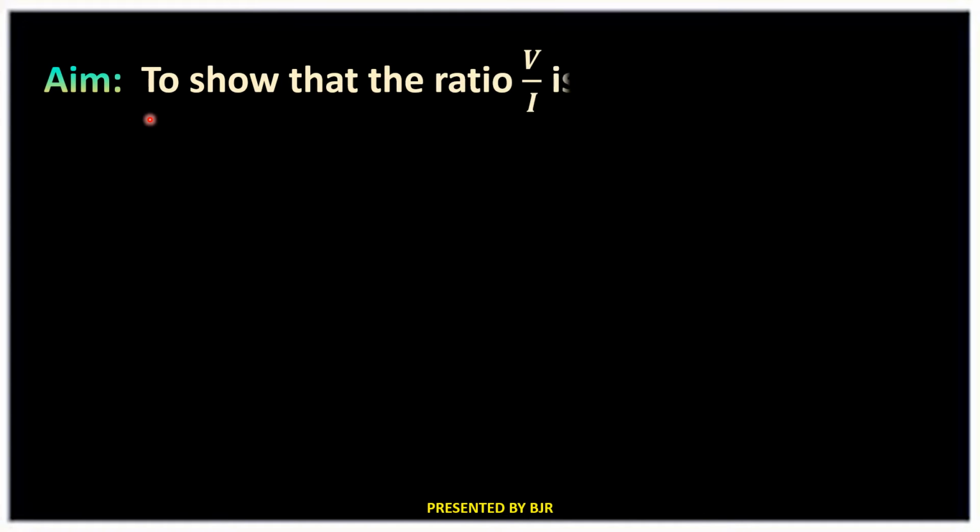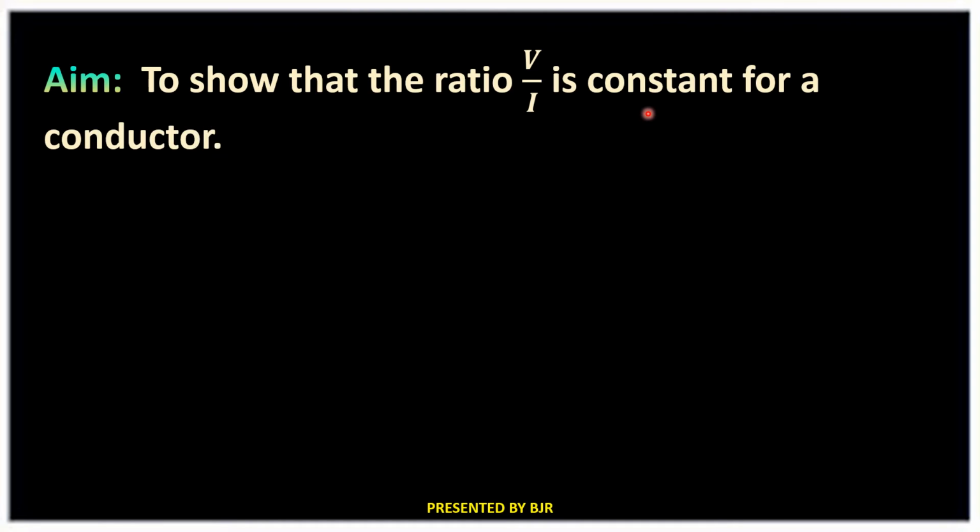Now here is the aim of this lab activity. The aim is to show that the ratio V by I is constant for a conductor. Here V means potential difference, I means current. So for a given conductor, the ratio V by I is constant. That we have to show in this lab activity.